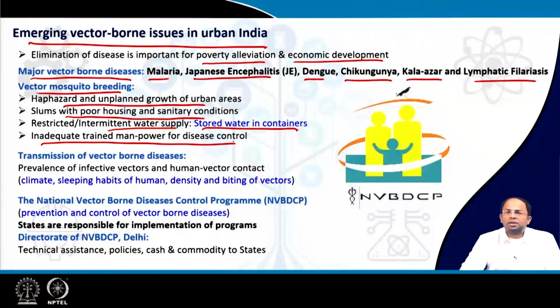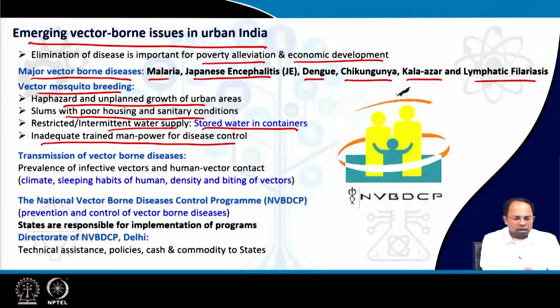Another issue is inadequate trained manpower for disease control. Obviously, we have to improve that to improve the effectiveness of our health programs. So these are the different reasons why mosquito breeding is a big problem in Indian urban areas.